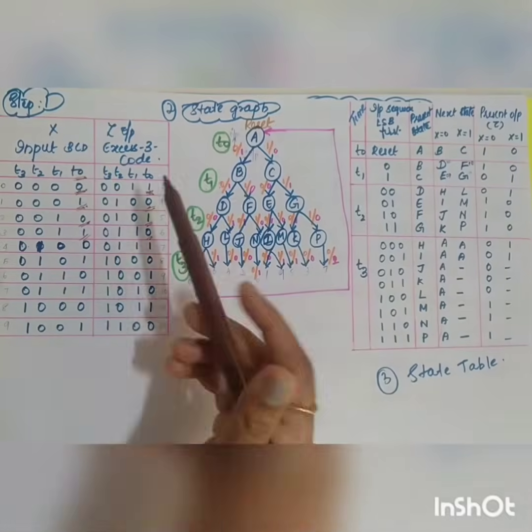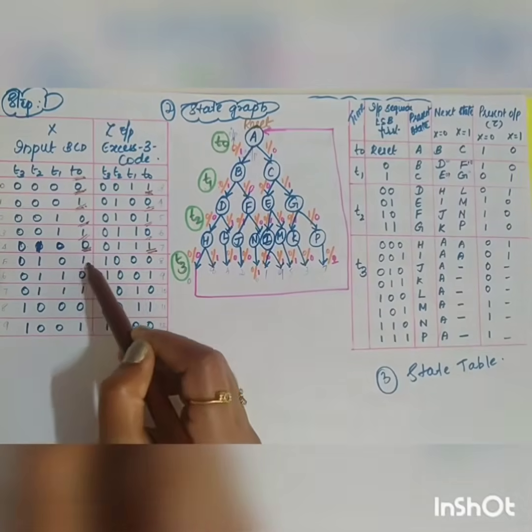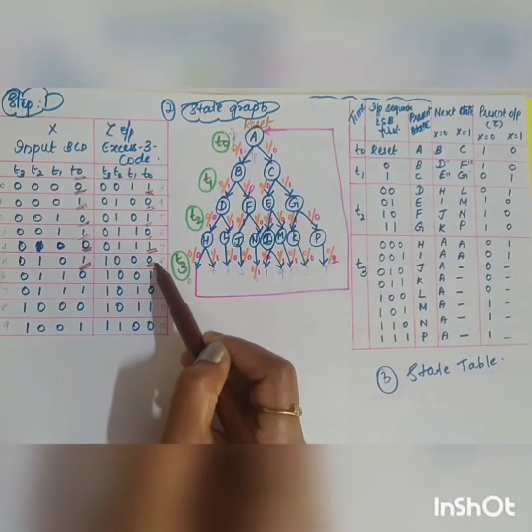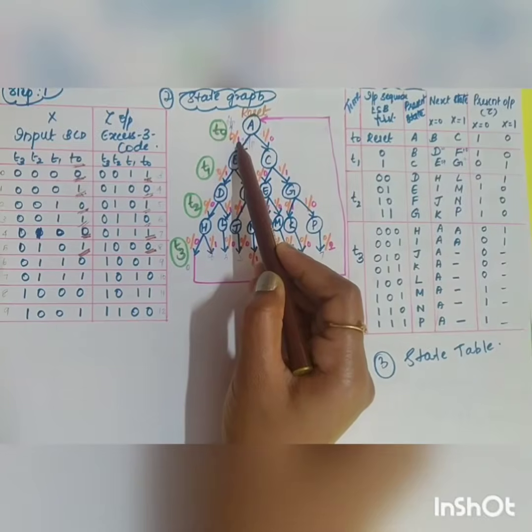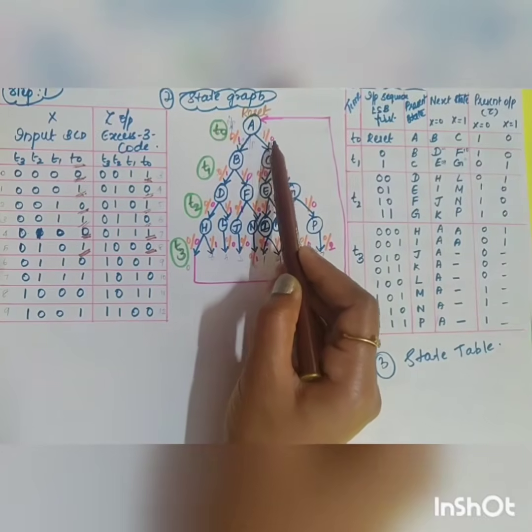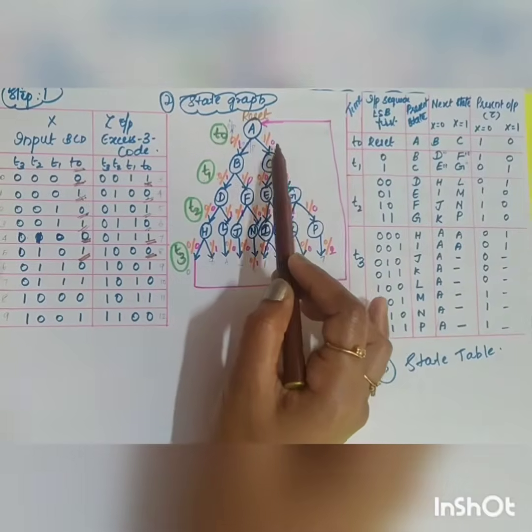The same applies in any of these conditions. If the input is 0, the output is 1. If the input is 1, the output is 0. Just see this table and write down this output.